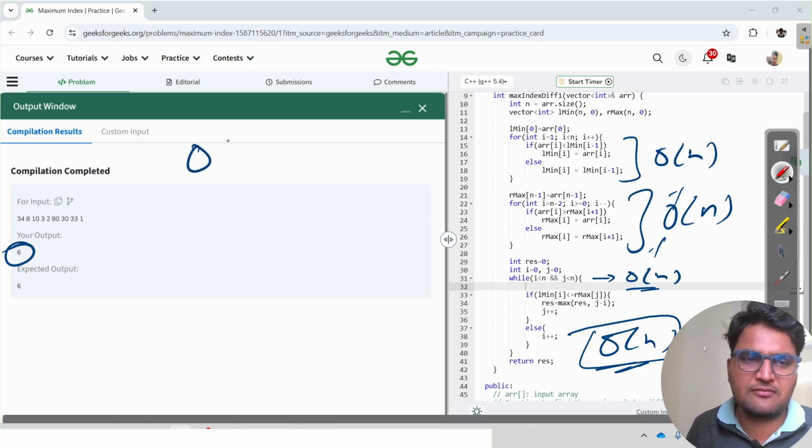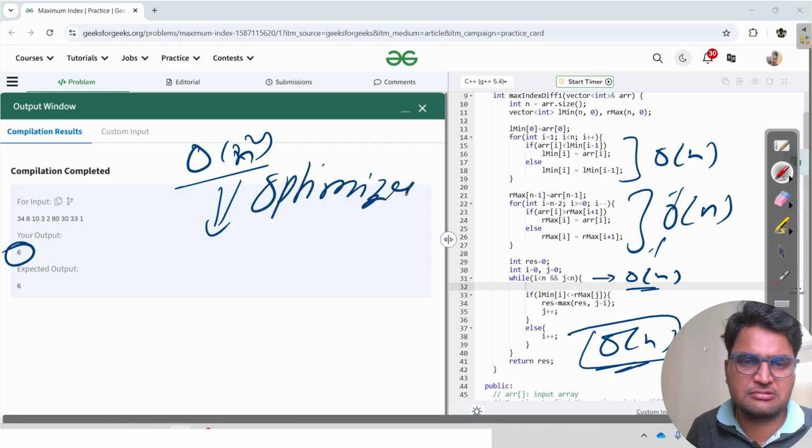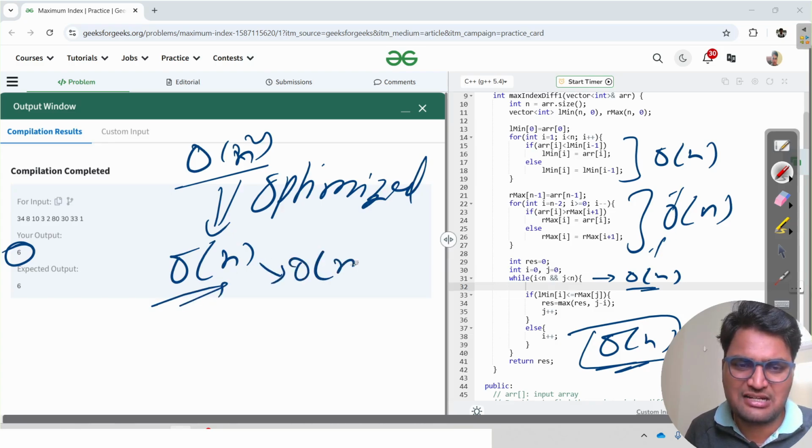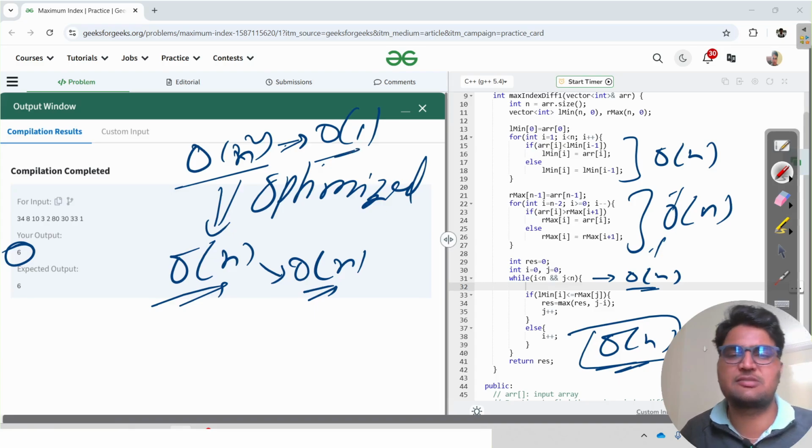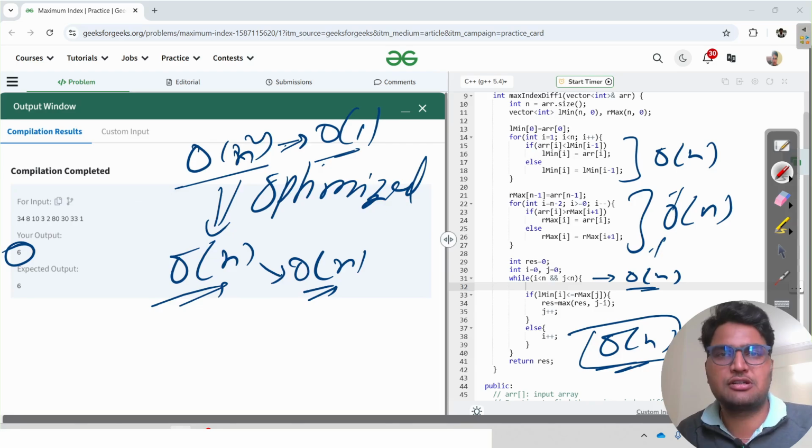The brute force one was taking order of n square, and we optimized this to order of n. But keep in mind that in this order of n approach, we are taking extra order of n space as well. In the brute force approach, the space is order of 1, constant space. We are not taking any extra space. So I hope you understood the problem.